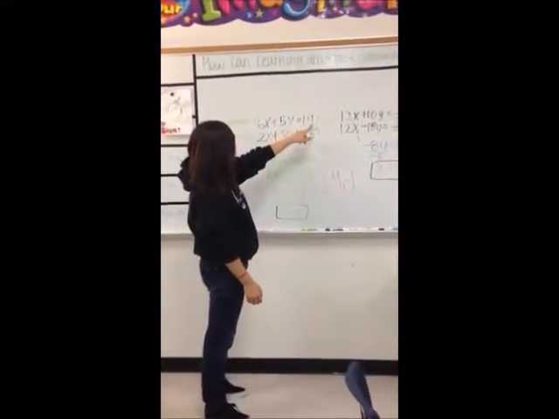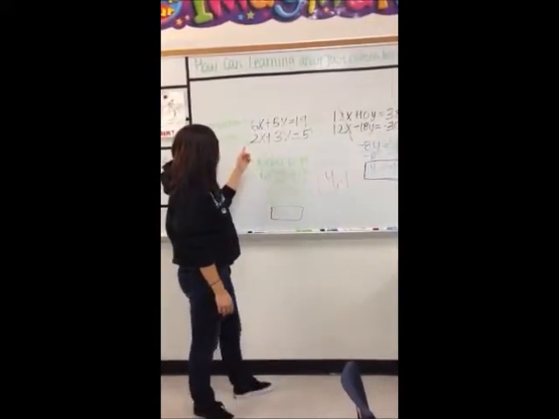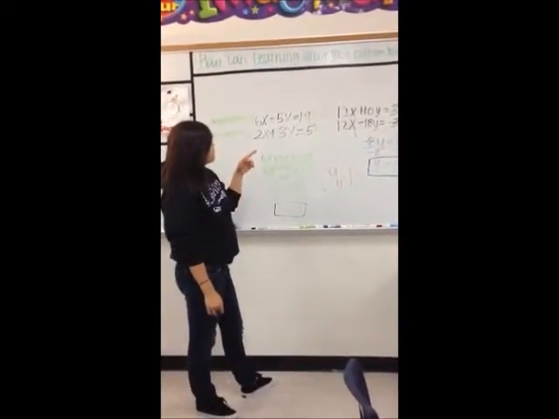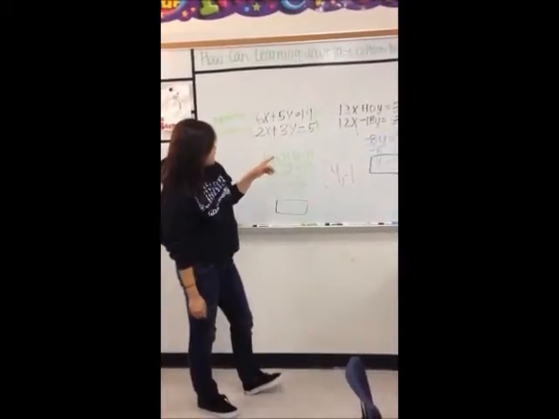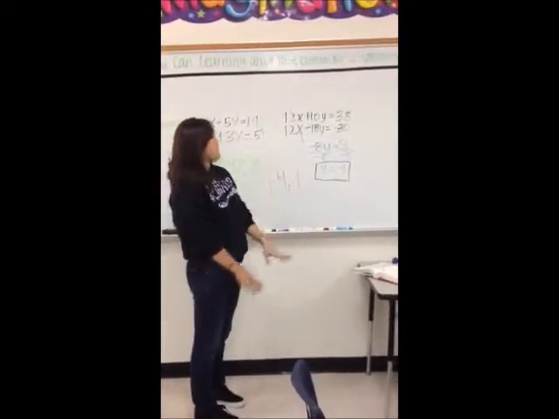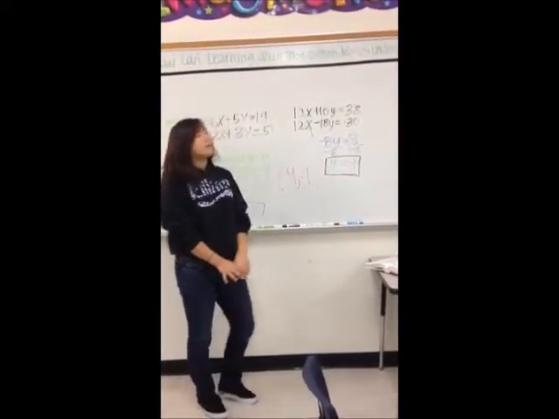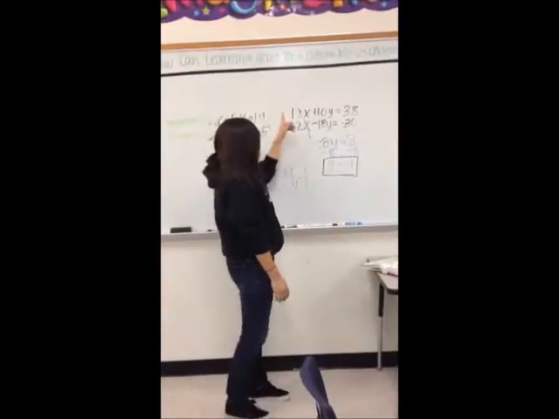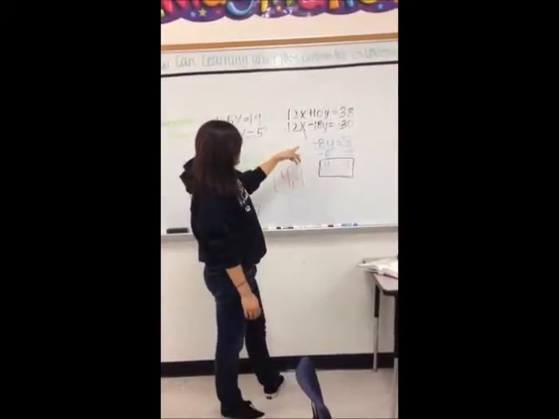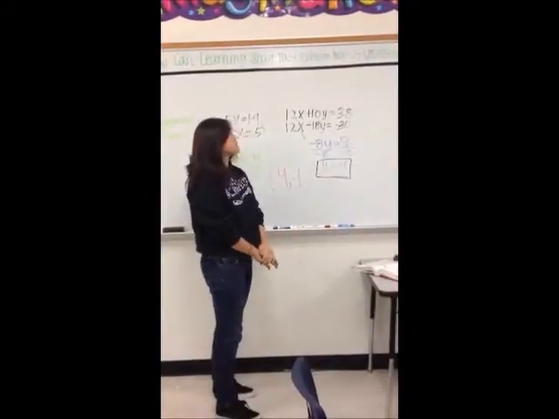So this would be 6x plus 5y equals 19 times 2. And then the second equation would be 2x plus 3y equals 5 times negative 6. And if you multiply those through, it would be 12x plus 10y equals 38, and negative 12x minus 18y equals negative 30. 12x and negative 12x cancel out, and you're left with 10y minus 18y equals 38 minus 30.